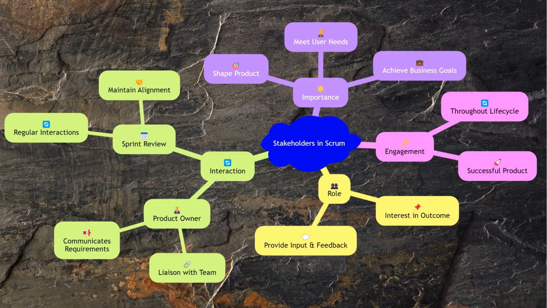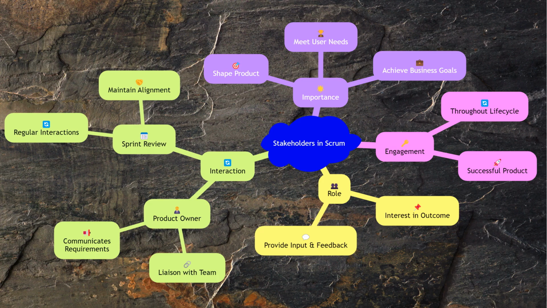Stakeholders play a crucial role in the Scrum framework. They are the individuals or groups who have an interest in the outcome of the project. Stakeholders provide valuable input and feedback that helps shape the product and ensure it meets user needs and business goals.